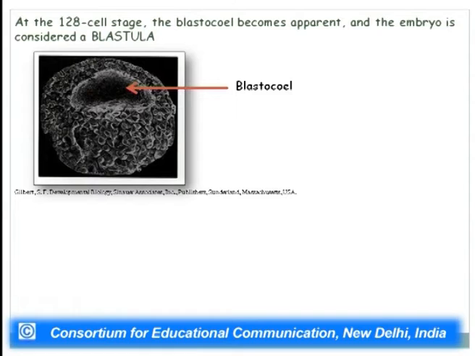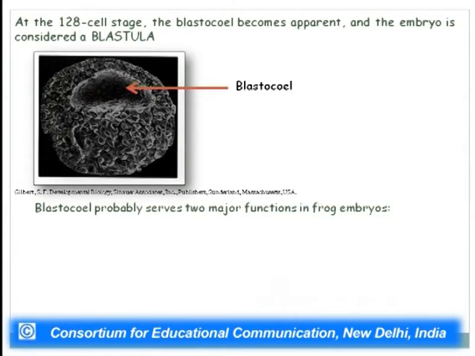So, what is the significance of this cavity? The blastocoel probably serves 2 major functions. First, it permits cell migration during gastrulation. So, gastrulation we have talked about. The general mechanism of gastrulation is basically the attainment of a multi-layered body plan.